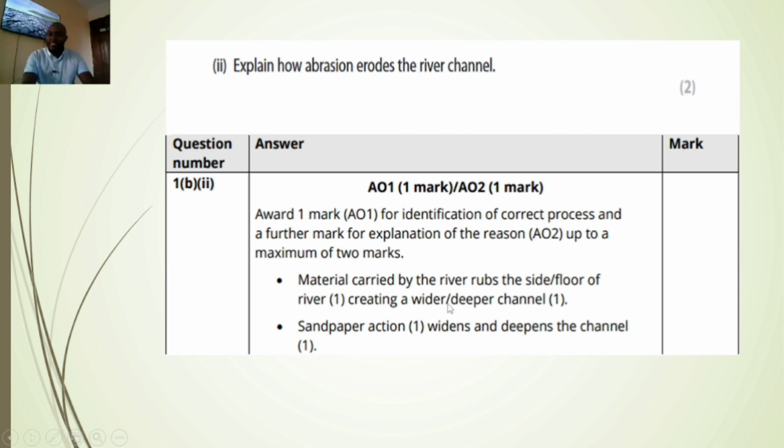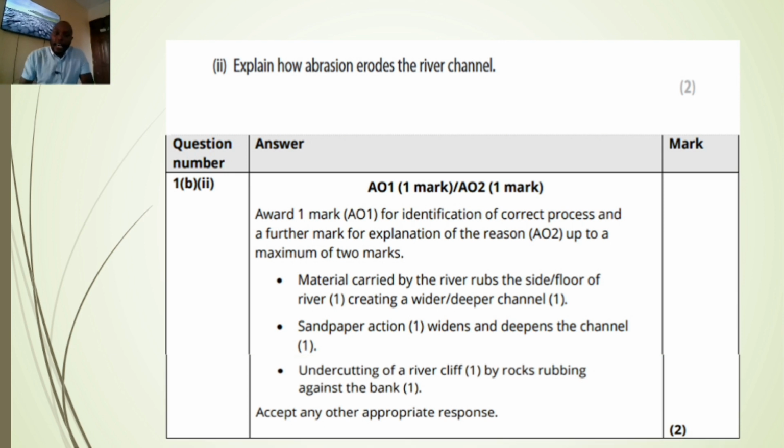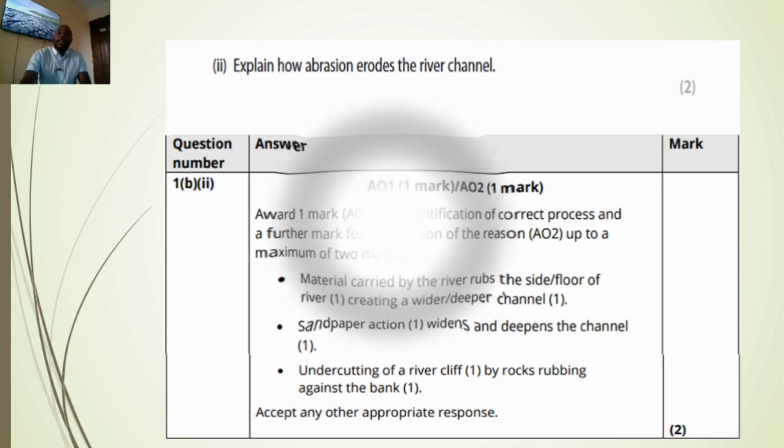So you should at least say it's widening or even deepening the river channel. You get the second mark. Or you can say sandpaper action, that is the action of rubbing the side or floor, and then it widens and deepens the channel. You get a second mark. So you explained how abrasion erodes the river channel. Then we also have the undercutting of river cliffs by rocks rubbing against the bank, such like. You get a mark.